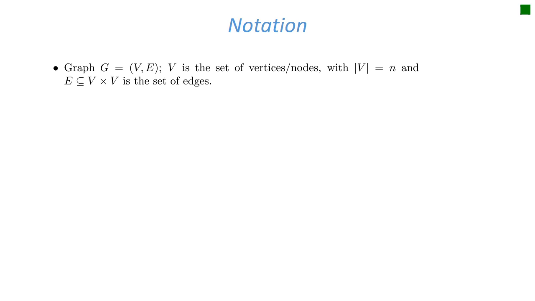The first thing we shall do is set up some notation and begin with preliminaries. We denote graph G by the tuple (V, E), where V is the set of vertices or nodes. Typically the size of V is denoted by n. E is the set of edges and are of the form V cross V. So for example, if u and v are both vertices and there is an edge (u, v) in the graph, then the tuple (u, v) denotes the edge and belongs to the set E.